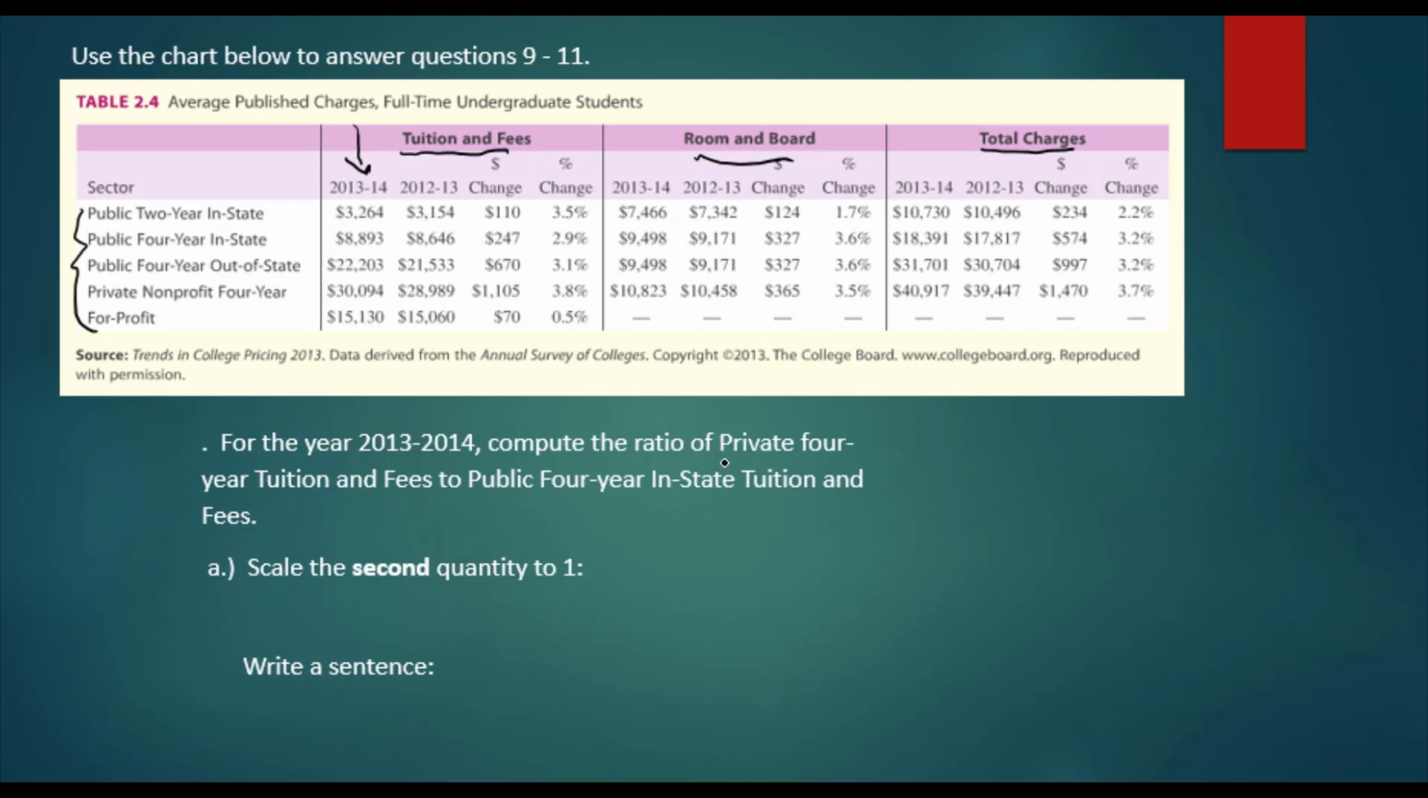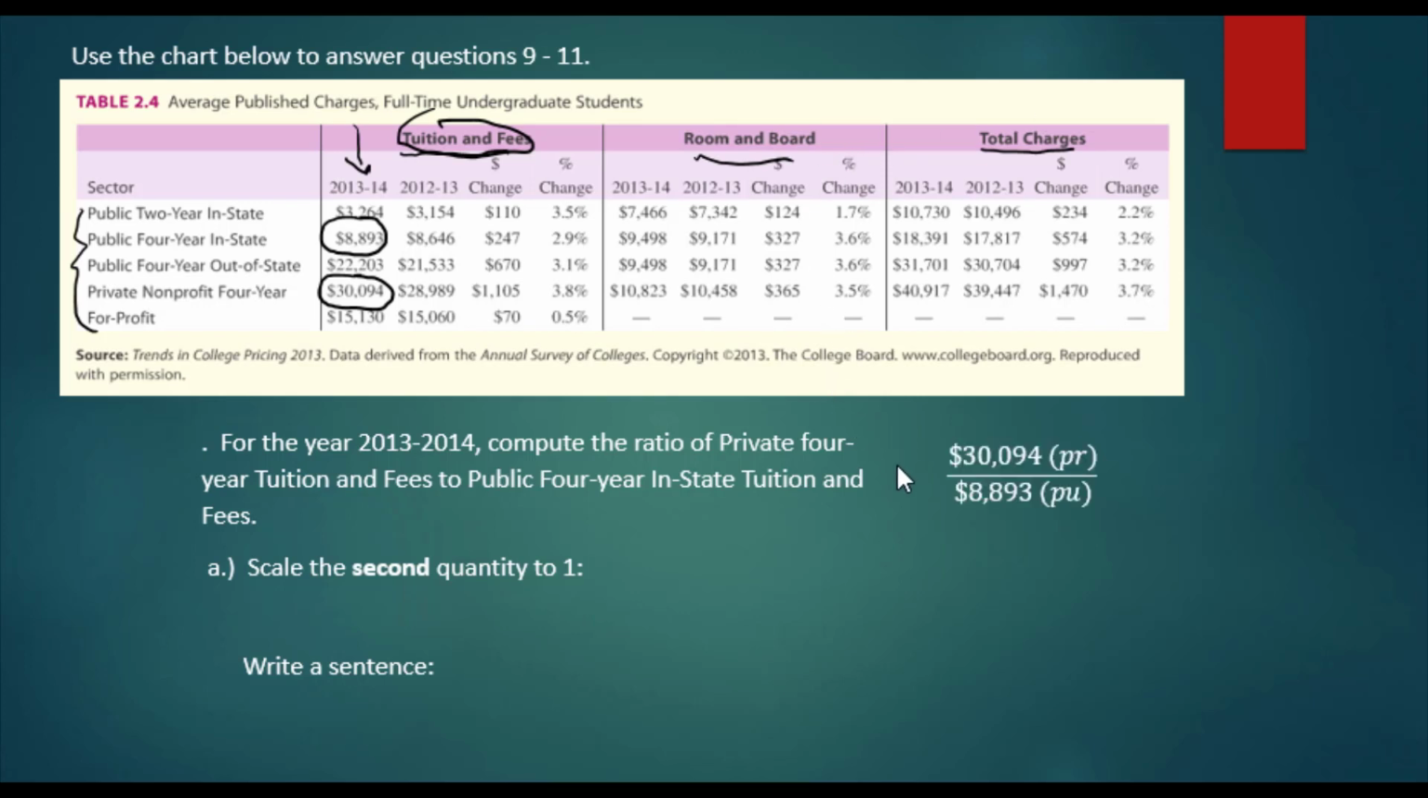compute the ratio of private four-year tuition and fees, which is going to be this, to public four-year in-state tuition and fees. So here's the public four-year in-state tuition and fees. And there's two privates, but I'm going to use the nonprofit here. It doesn't say exactly, but there's not enough data here. So there's the ratio, and I'll put it up over here.